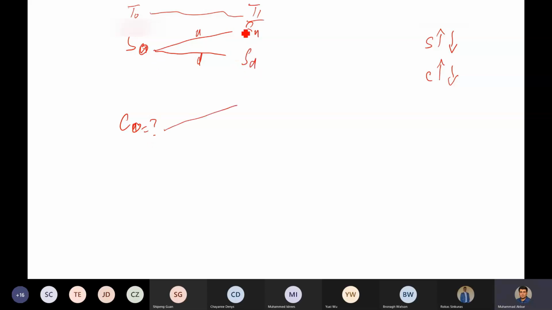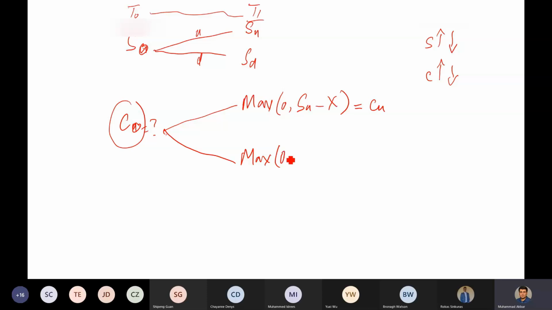The stock price is the underlying factor that determines the call price. So the call price, if the stock price goes up, will be equal to the maximum of 0 or SU minus X, which is the intrinsic value of the call option at expiration, and that will be equal to CU. If the stock price goes down, again, it will be equal to the maximum of 0 or SD minus X. And this is again the intrinsic value, or the value of the call at expiration.